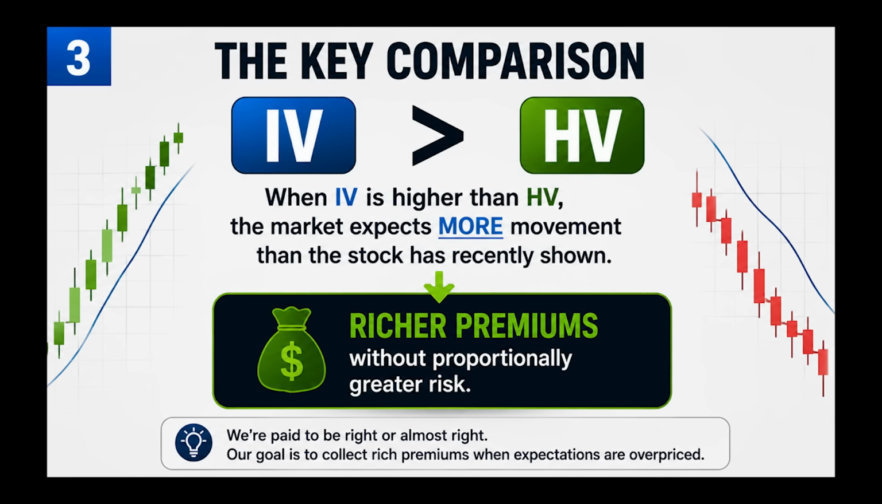Why this matters. When implied volatility is substantially higher than historical volatility, option buyers are paying for future uncertainty that may never materialize. For option sellers, those situations often provide the opportunity to collect richer premiums without necessarily accepting proportionately greater risk. Of course, nothing is guaranteed. Sometimes future volatility expands exactly as the market expects, but over many trades, this relationship proved surprisingly informative.